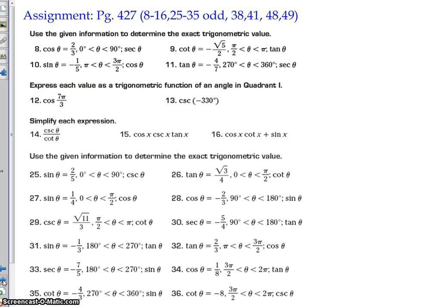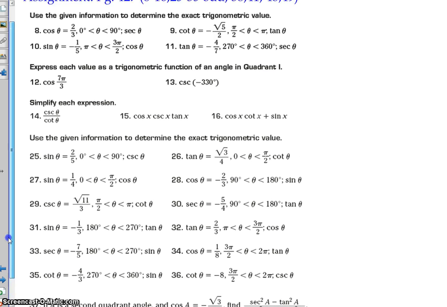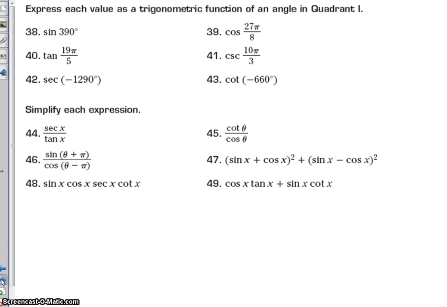Your assignment for these problems is to take page 427, 8 through 16. We did a lot of them in class. 25 through 35 odd, and 38, 41, 49. And there's the rest of the assignment. Good luck.